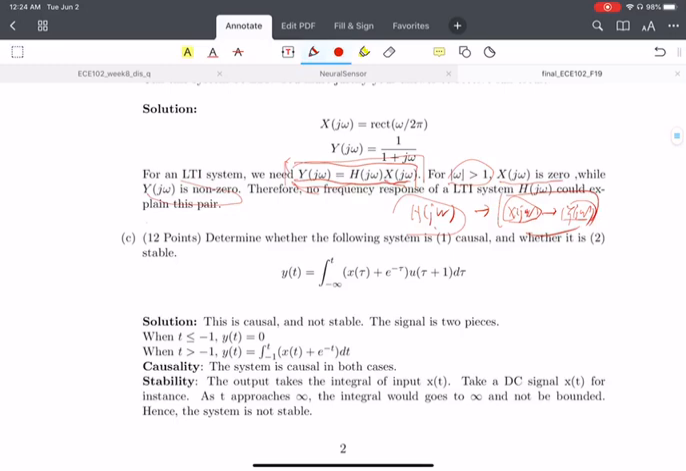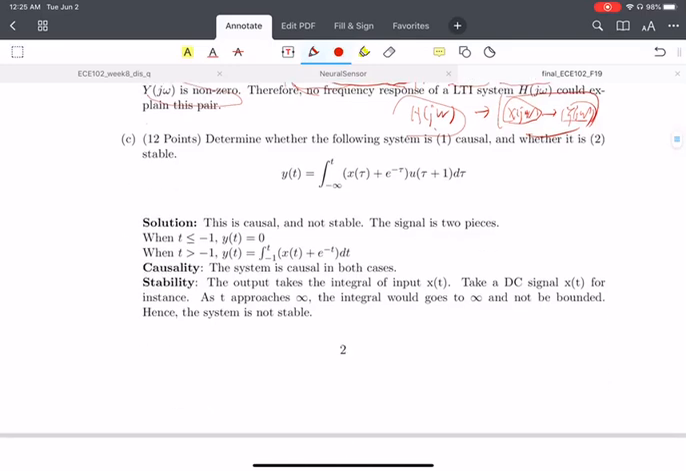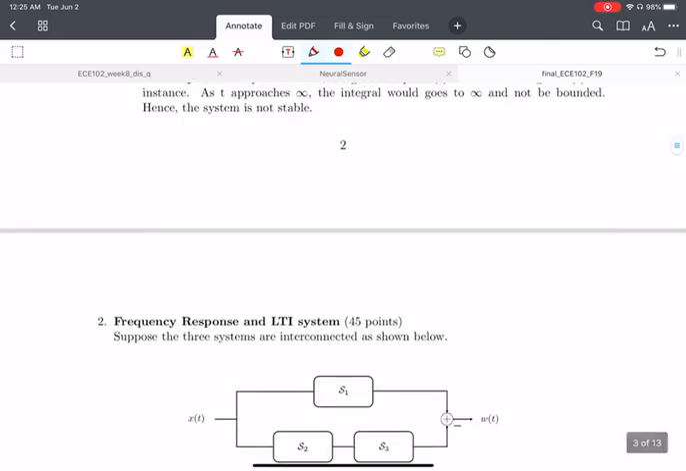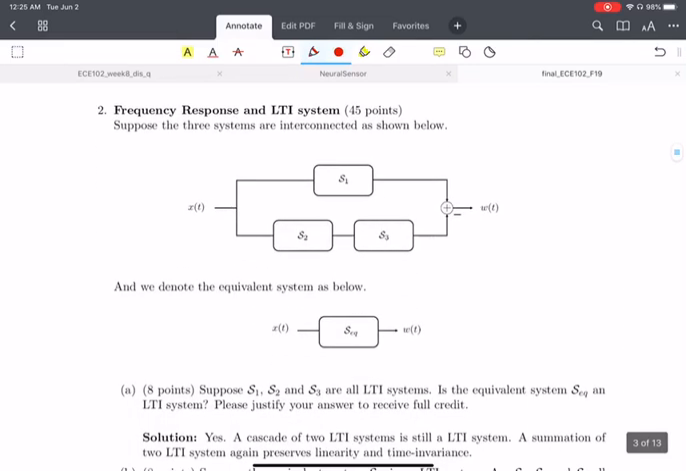Okay, question C is to determine causality and stability. I will skip it because I think the solution already gives a good explanation. Okay, so let's go to the second question, frequency response and LTI systems. This is also very important.